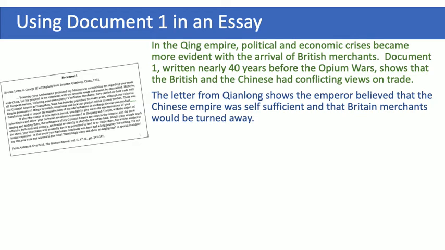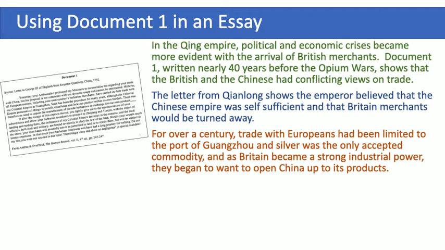Now I give you an explanation of the document. In the letter from Qianlong, it shows that the emperor believed that the Chinese empire was self-sufficient and British merchants would be turned away. For over a century, trade with the Europeans had been limited to the port of Guangzhou, and silver was the only accepted commodity, and as Britain became a strong industrial power, they began to want to open up China to its products. So I'm giving you some analysis here.